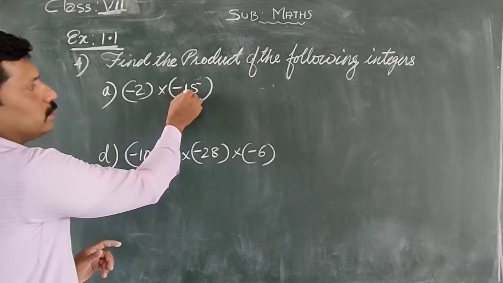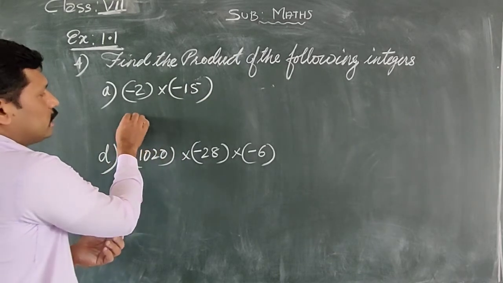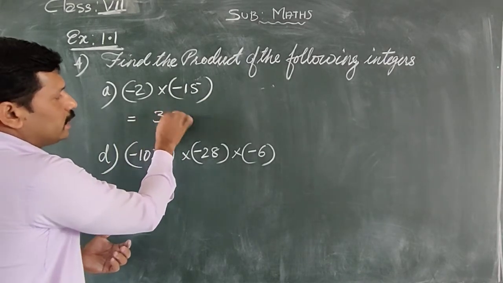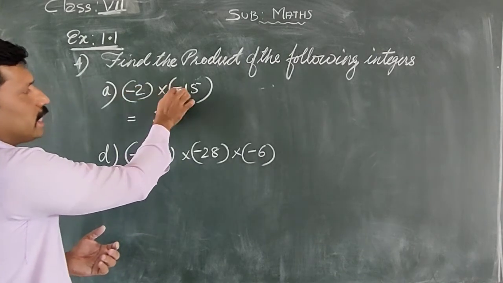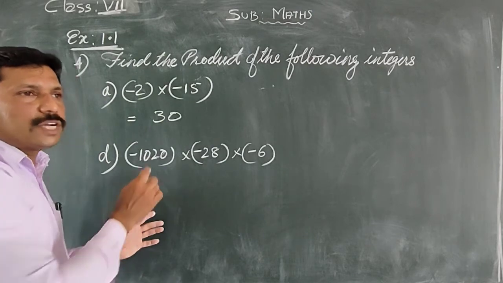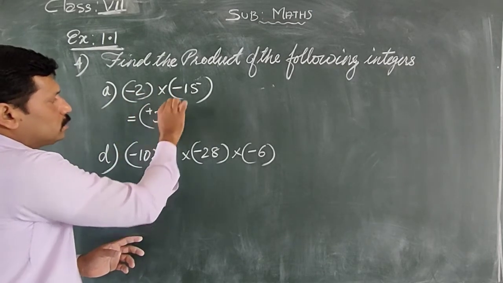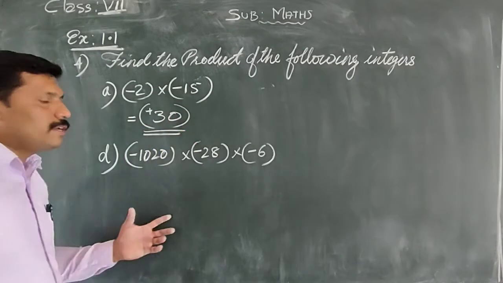Negative 2 into negative 15. 15 twos are 30. As both integers are negative, negative into negative changes to positive. In the rule of multiplication we studied that if we multiply two negative numbers, the result will be positive. So the answer will be positive 30.